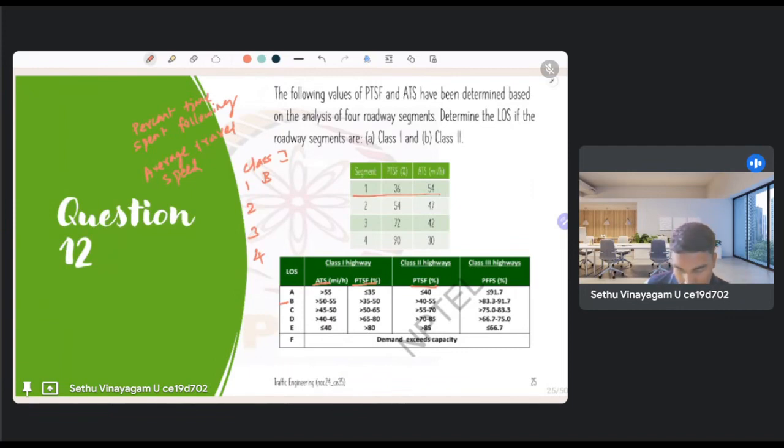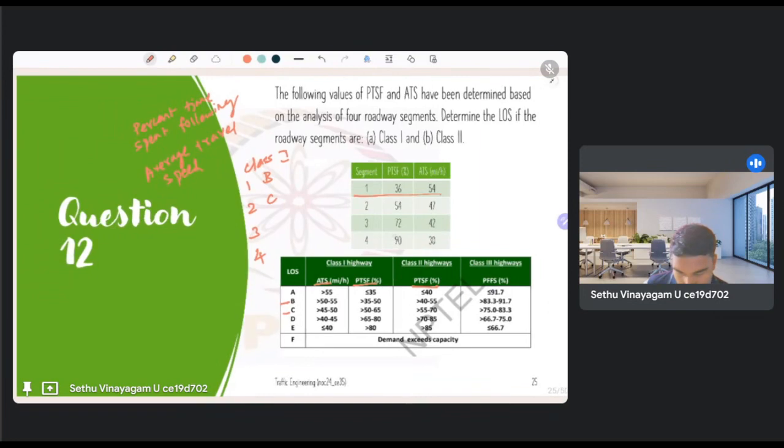So next for segment 2, ATS is 47, so 47 is LOS C, and PTSF is 54, which is also in the range 50 to 65, so that is also LOS C. So segment 2 is LOS C. Segment 3, ATS 42, which is LOS D, and PTSF 72, which is also corresponding to LOS D. So segment 3 is LOS D. And segment 4, ATS is 30, which is less than or equal to 40, so LOS E, and PTSF is 90, which is greater than 80, so that is also giving us LOS E. So overall, segment 4 is also LOS E.